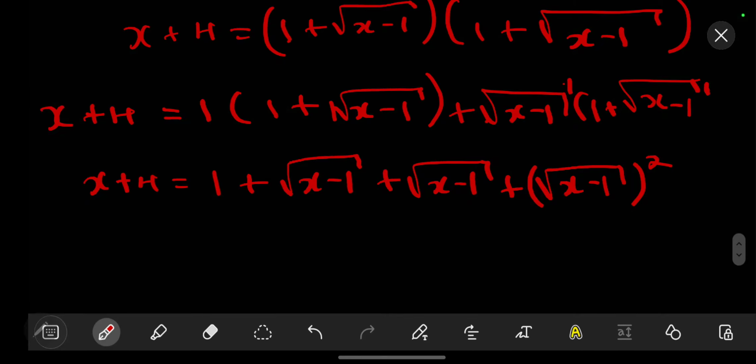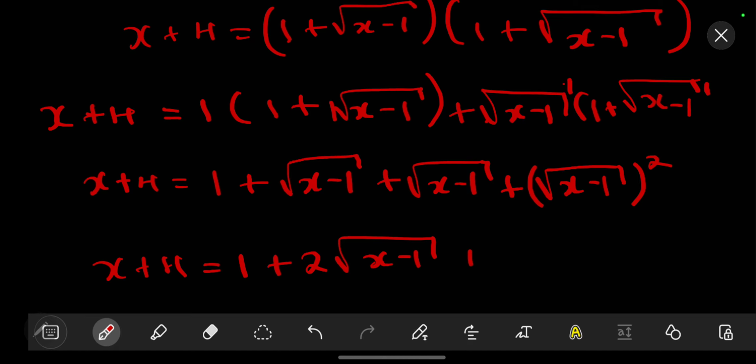So automatically we are going to get x plus 4, which should be equal to 1. Then the square root of x minus 1 plus the square root of x minus 1 will be plus 2 square root of x minus 1. Then we have plus this one, and this one cancels. Then we are going to have just x minus 1 since we have cancelled that, so we just remain with what is inside.